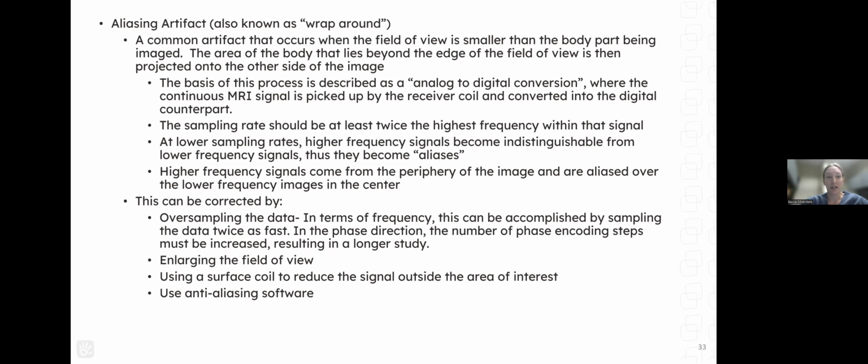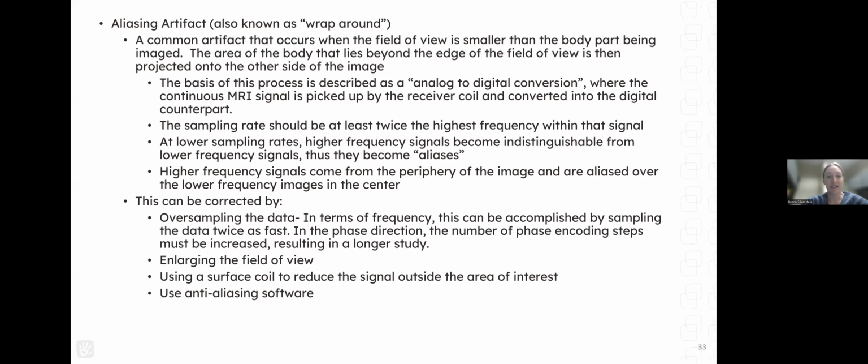To overcome this, you should have an adequate sampling rate. The MRI machine should be picking up signals at least twice as high as the frequency of that signal. At lower sampling rates, the higher frequency signals sometimes become indistinguishable from lower frequency signals, and thus they become aliases. Higher frequency signals will come from the periphery of the image and are aliased, or projected, over lower frequency signals in the center. I'll show you an image of this later. This will make more sense, I promise.